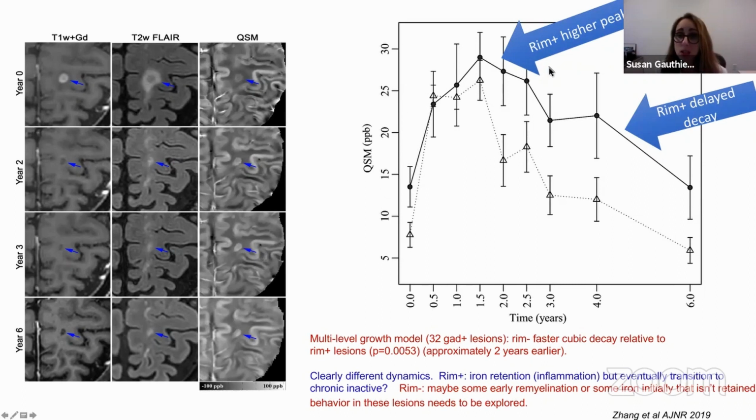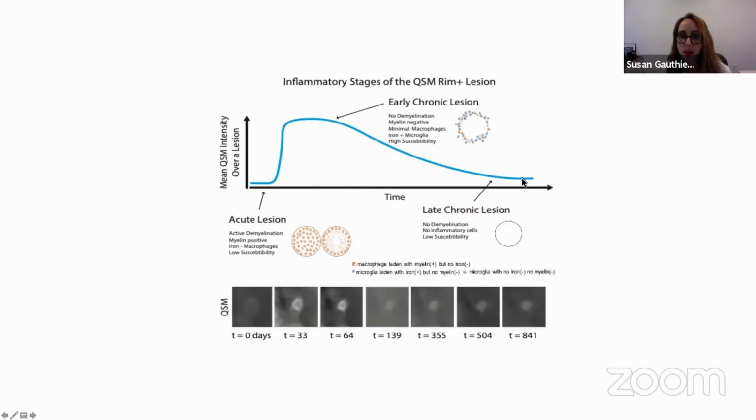But when we break these out, and this was also work that Sandra did with us, you can see that all lesions increase in susceptibility initially over the first year, but rim-positive lesions continue to climb. So they have a higher peak, and they remain higher longer than rim-negative lesions. So we think that what we're seeing here is a development of the chronic active lesion that remains in a state of chronic activity for a number of years and slowly decreases. And that's what we're demonstrating here on this schematic.